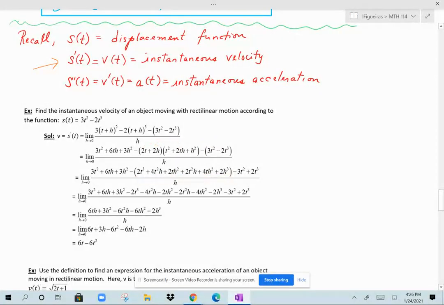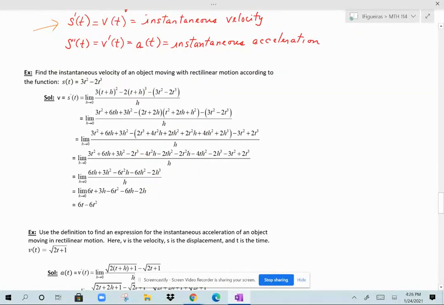So on the next line, I distributed this negative. So all of these signs change to a minus. And then many things will cancel. So the 3t squareds cancel, the 2t cubes cancel, I think I wrote everything else. Oh, the 4t squared h cancels.